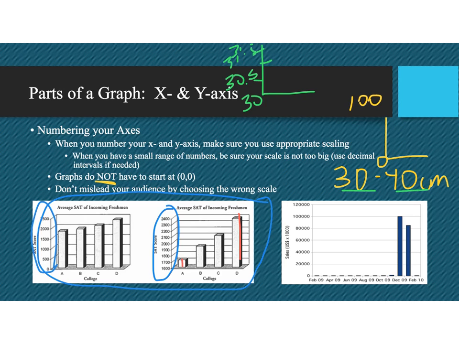So we don't want to mislead our audience into saying, oh, look, it doesn't matter if you're going to Yale or UCSD or MSJC, everybody has the same SAT score, which would not be the case. So make sure you don't mislead your audience by choosing the wrong scaling.